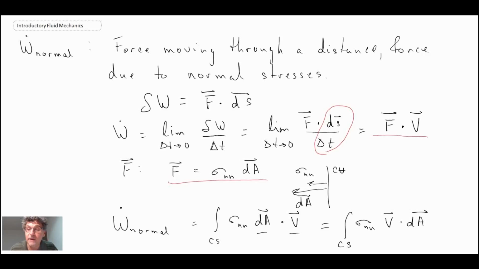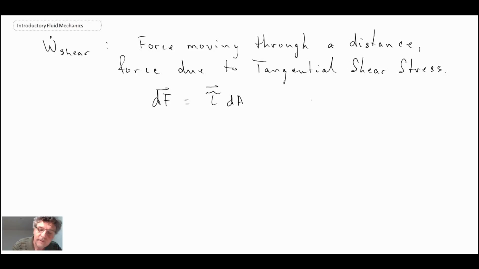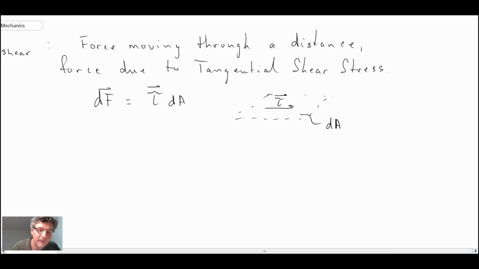The next thing that we need to look at is the shear stress work, or work associated with shear stress. So this is work associated with tangential shear stress. And just like before for normal stress, we're going to define some force, and that's going to be the differential of the shear stress vector, dA. And so if we look at a little element, some surface area, we would have tau being the shear stress, and I'll call that a vector. And the area that this is being applied to is dA.